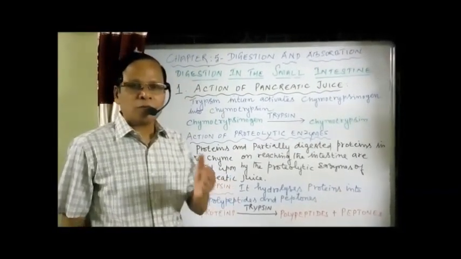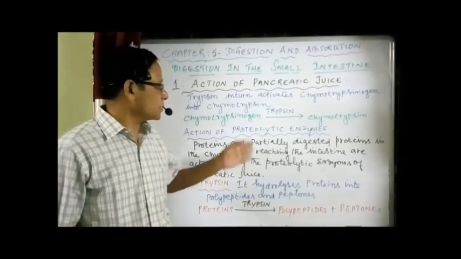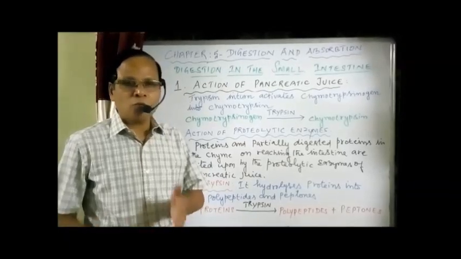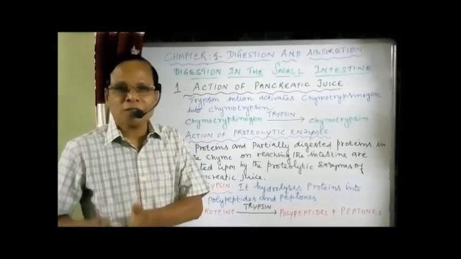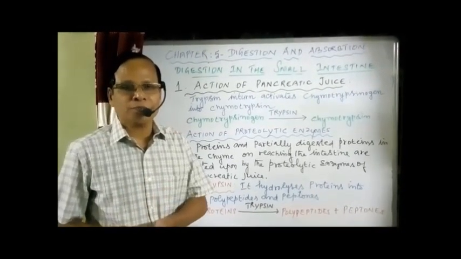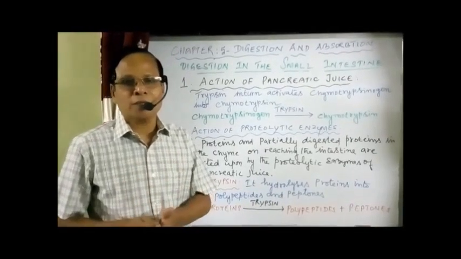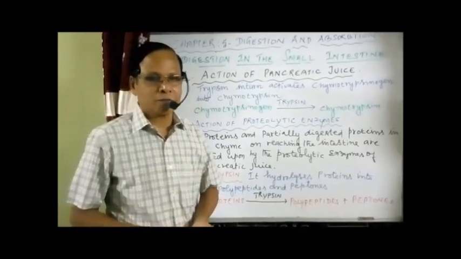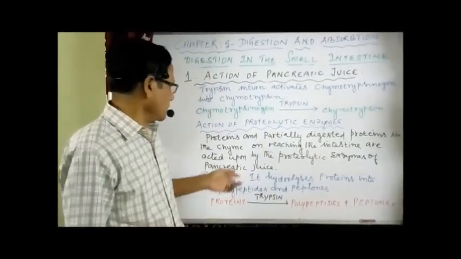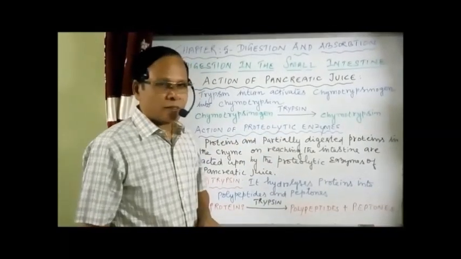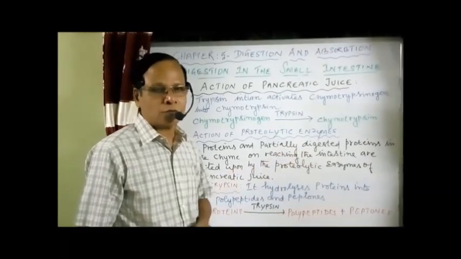Now I mentioned there are three proteolytic enzymes. Let's see first what is the role played by these proteolytic enzymes. The proteins present in the food that are not digested, and the partially digested proteins in the chyme, on reaching the intestine are acted upon by the following proteolytic enzymes. So this is about the action of proteolytic enzymes. We have different proteolytic enzymes acting on the food.